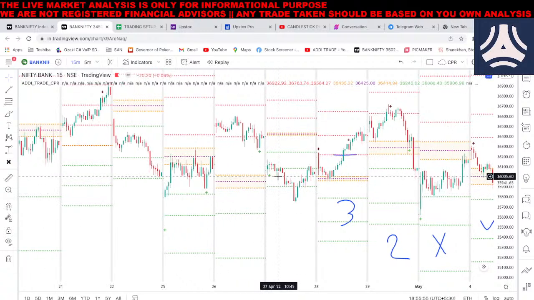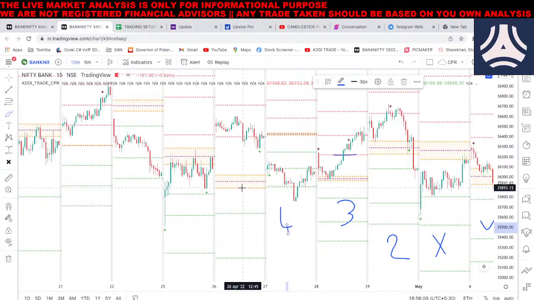This was again a good day. S2 broke, we came and hit S3. See, this dotted line is S1, S2, S3, right? So when S2 broke, with S2 as stop loss, we could have traded until S3. This was a good day of trading.